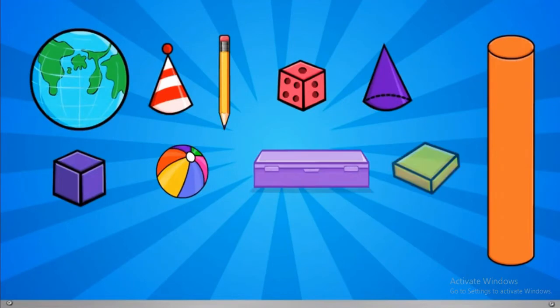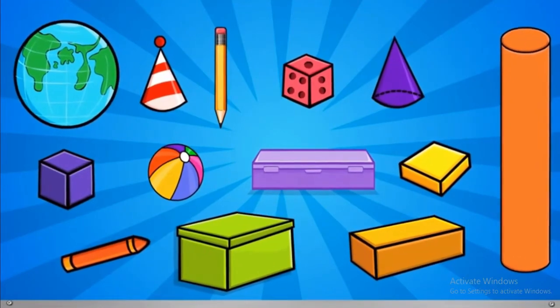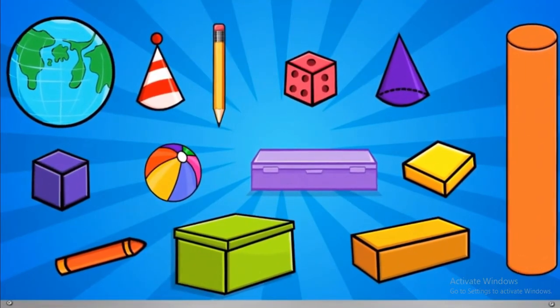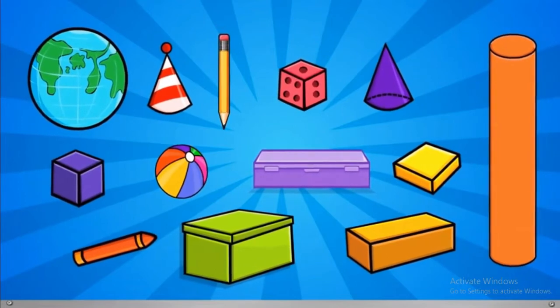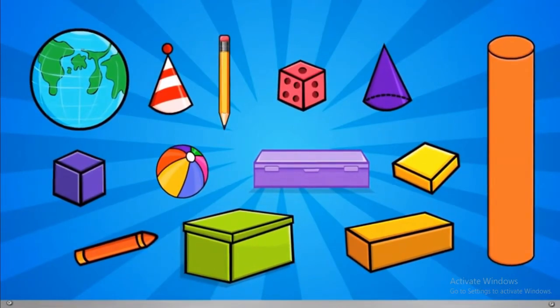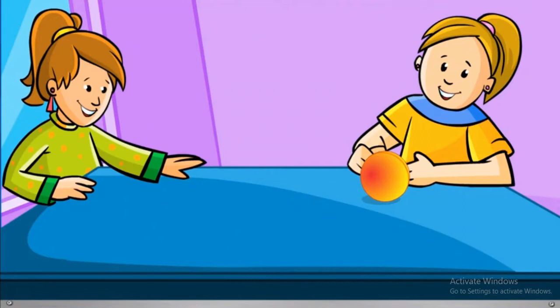You know about the shapes of these objects. When you push these objects, they move in a particular way because of the shape they are in. Imagine that you are pushing a ball to your friend. How does the ball move? It rolls, isn't it? But if you push a book, does it roll? No, it slides.